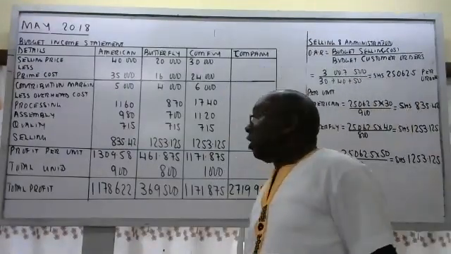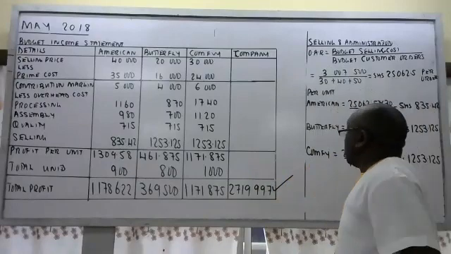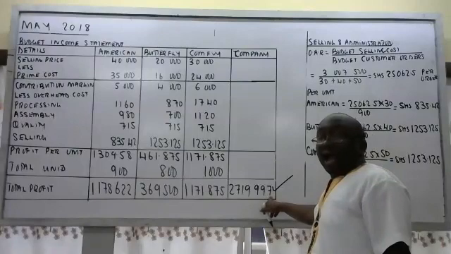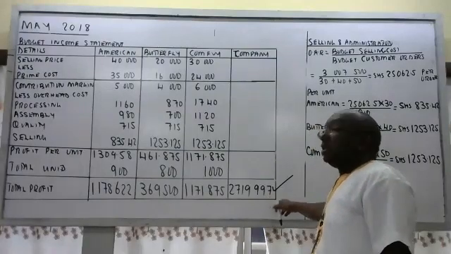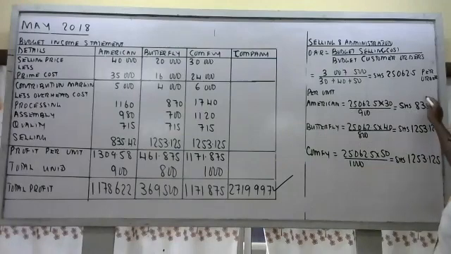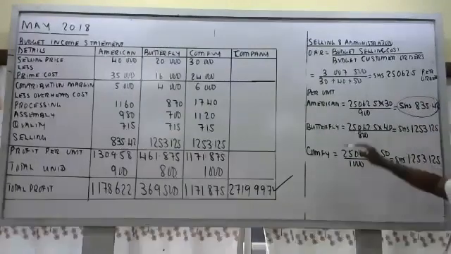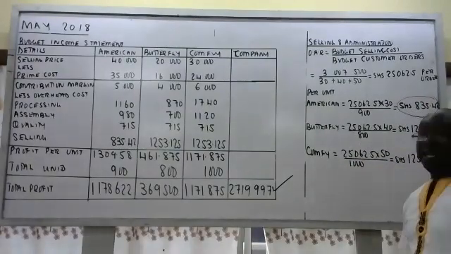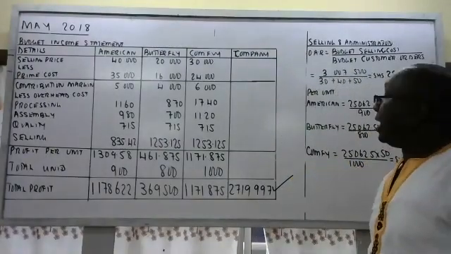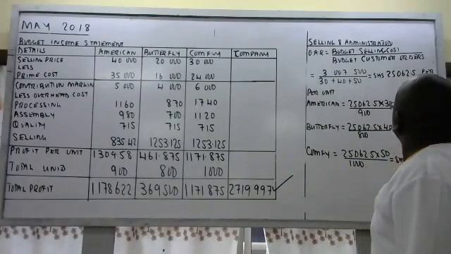Those who are saying no, it is simply because of the difference of 3 shillings here. And that 3 shillings is brought about by this one. You see, this figure was rounded up. That is where we have our 3 shillings lost.